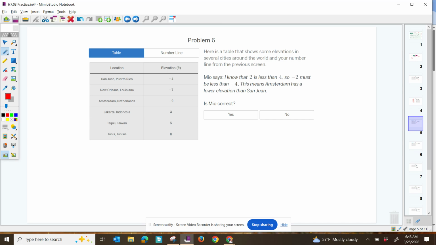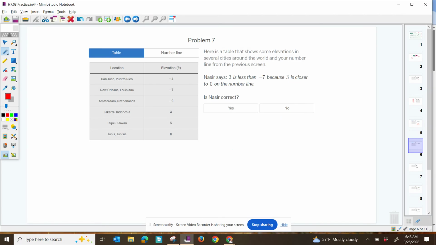Mio says 2 is less than 4. That is true. But then he says that negative 2 must be less than negative 4. And that is totally wrong. When you switch the signs on this, the symbol in the middle also has to change directions. So it ends up being that negative 2 is greater than negative 4. On a number line, I would have written that the other way around. I would have put negative 4 is less than negative 2, but that's the same thing. In both cases, the little alligator is going after the bigger number. So Mio was wrong.